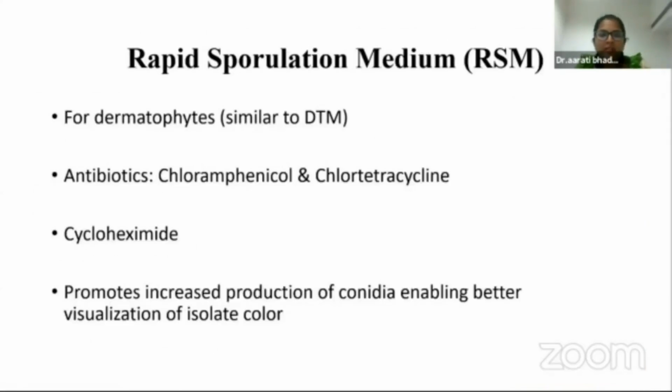Another medium is rapid sporulation medium for dermatophytes. It is similar to the dermatophyte testing medium. In this, we use the antibiotics chloramphenicol, chlortetracycline, and also cycloheximide. It promotes increased production of conidia, enabling better visualization of isolate color.